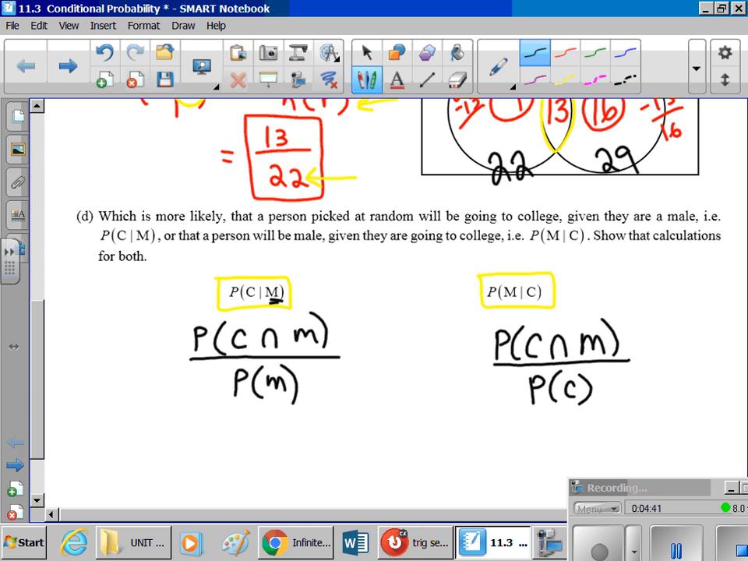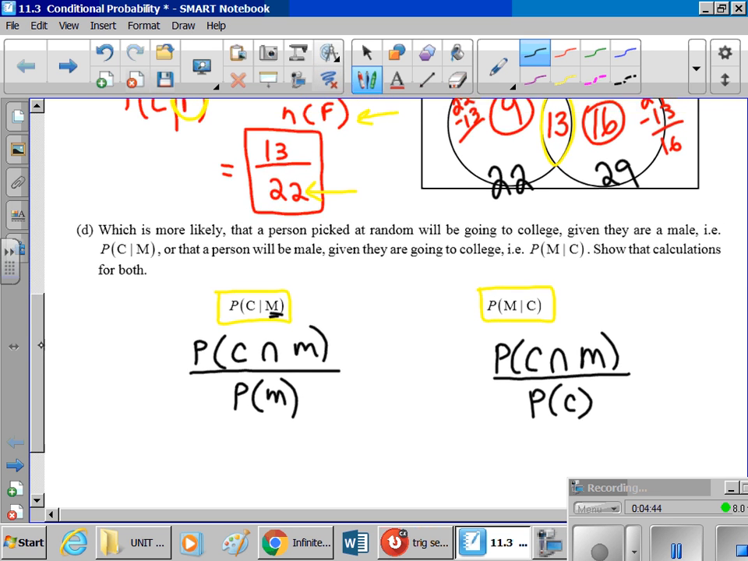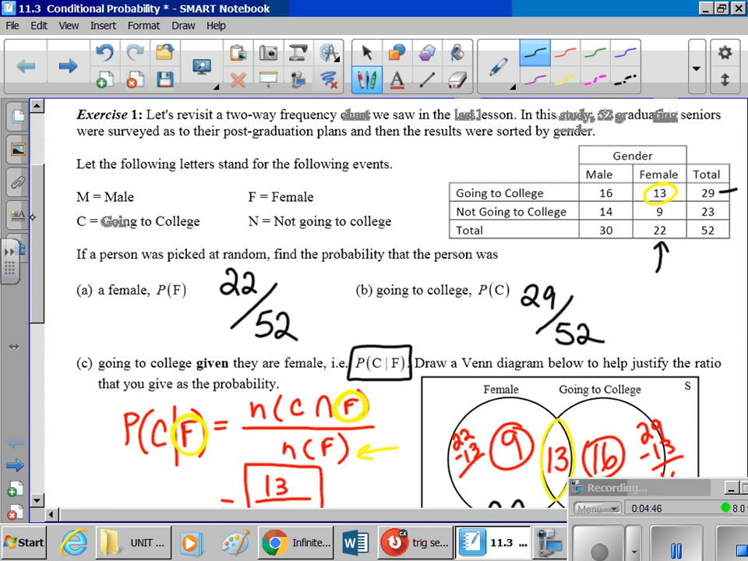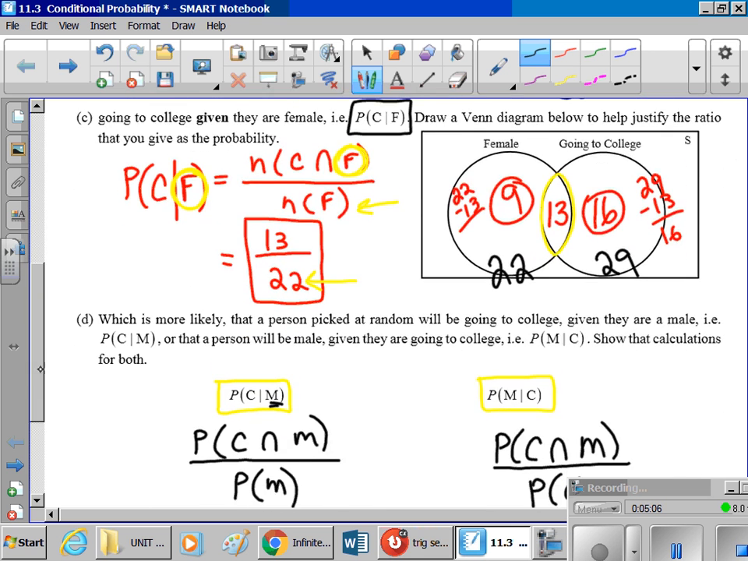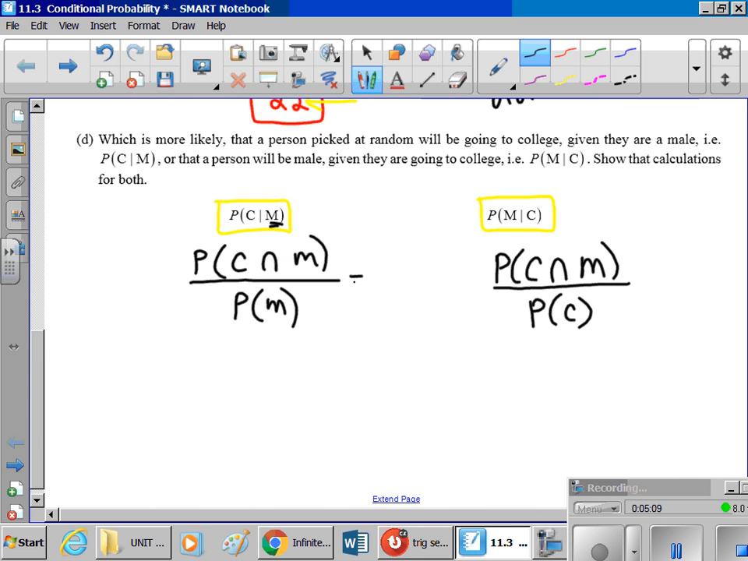So let's go back to our two-way frequency table and find out what the probability of college and male is. So college and male, there it is right there, 16. So then I need the number of males for my denominator for my first one, and the number of college, which is this one. So those are the three numbers that I need to calculate my probability down here. So we just said the probability of college and male is 16 over the probability of a male is 30. This one is going to be 16 divided by 29.